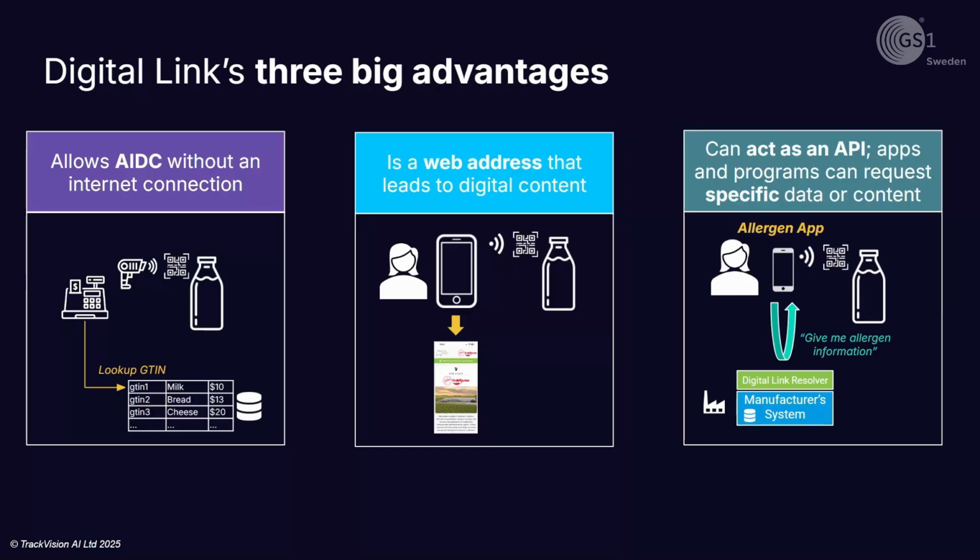So you can write a program or an application that can get that web address, affix a parameter to it, and ask for specific information. In this example, we've got a startup that's creating an allergen app, and it could interrogate the digital link and say, hey, give me allergen information specifically. And a manufacturer could set up a system that returns just that information.